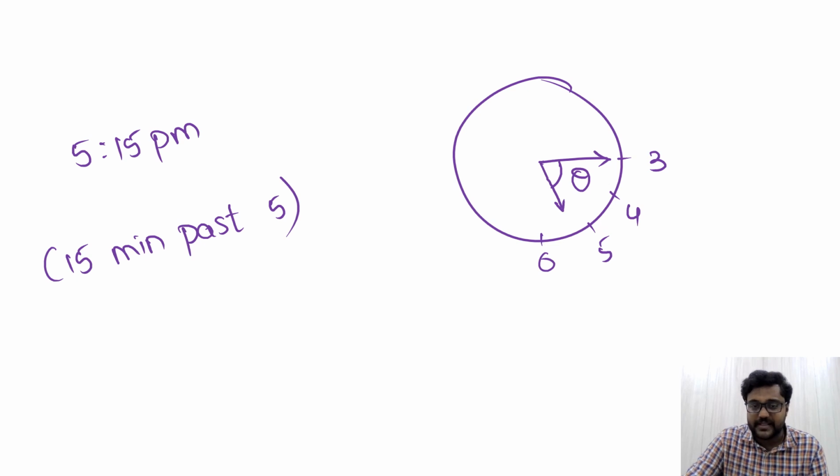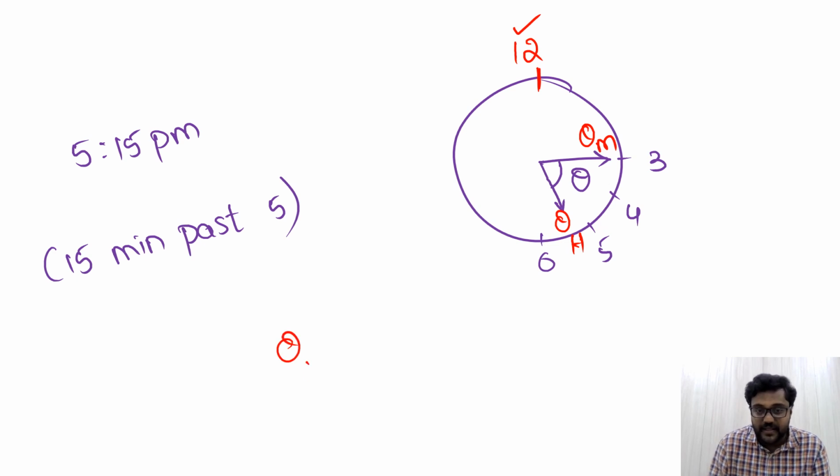First of all, you have to understand what the question is. Here the approach we are following is, with respect to 12, how much angle the minute hand has moved. That's what we call theta m. With respect to 12 o'clock, how much angle the minute hand has created. Then, with 12 o'clock as the reference, how much angle the hour hand has created.